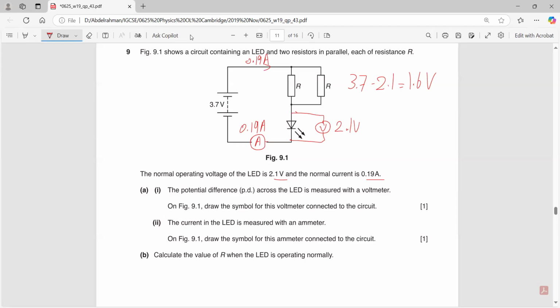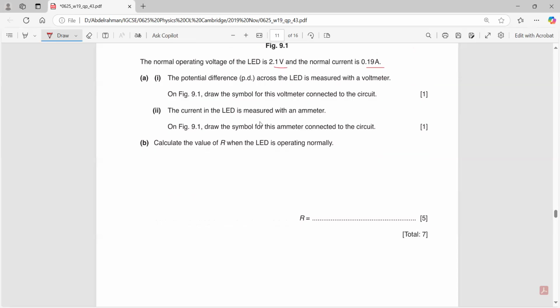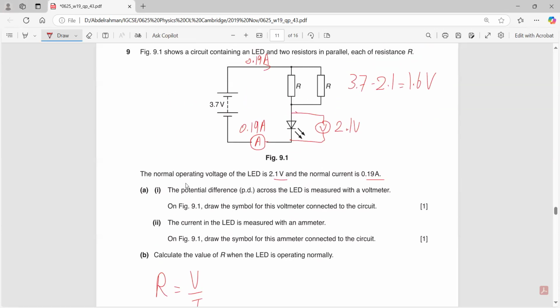Can I find the resistance of one resistor? Yes, I can find the resistance of one resistor. R equals V over I. So what would the voltage of one of these resistors be? It would be 1.6. And the current in each of these resistors would be what? The current in each of these resistors would be 0.19 divided by 2.